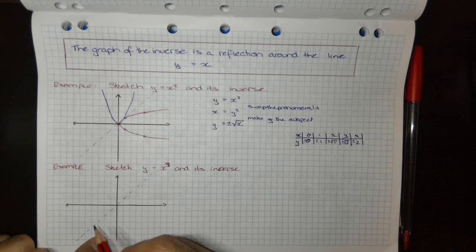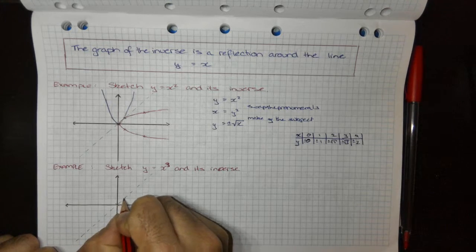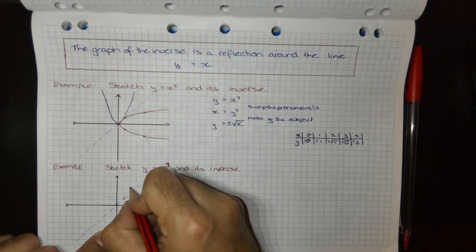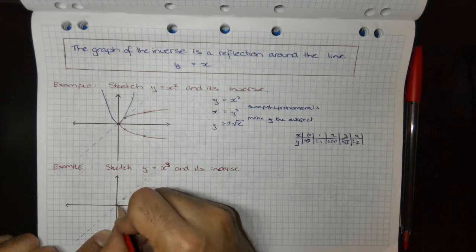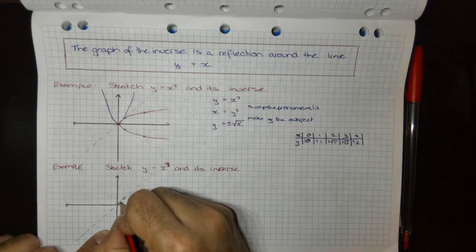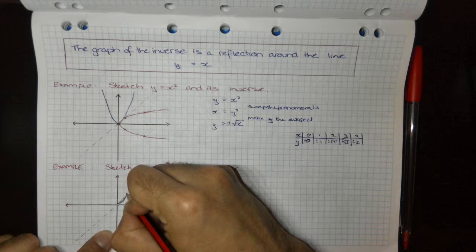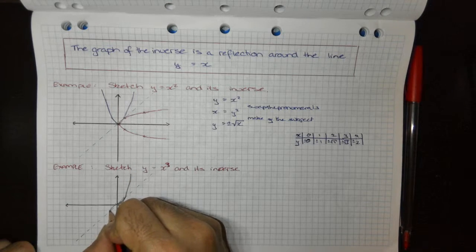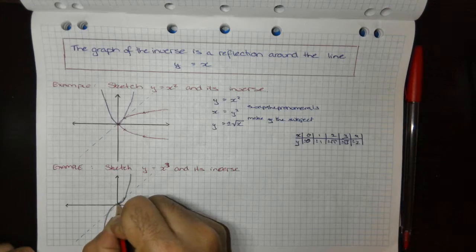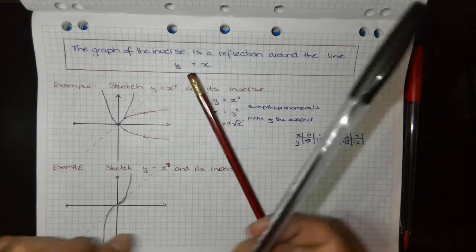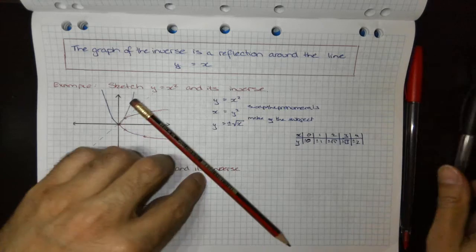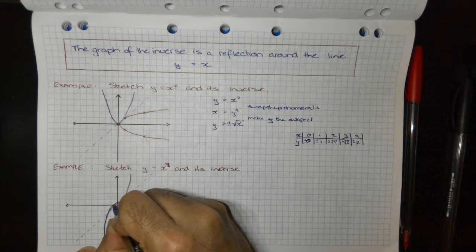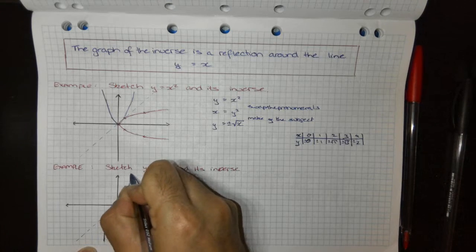Next example, we're going to sketch y equals x cubed. So we have 0, we have 1, 2, we have 8. So somewhere all the way up here. Sorry, a little bit of a curve. Goes up. So something that looks like that. I'll do that in blue. Okay, and we're going to rotate it again around the y equals x axis.